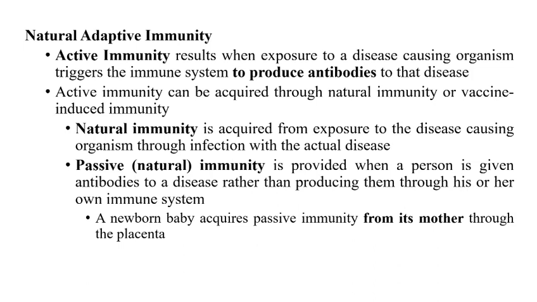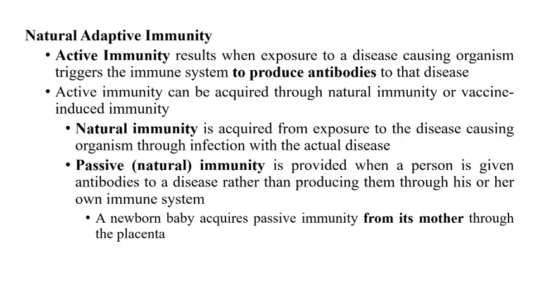The other type is passive natural immunity. It is provided when a person is given antibodies to a disease rather than producing them through his or her own immune system. For example, we can take a newborn baby. A newborn baby acquires passive immunity from its mother. Through the placenta, the antibodies present in the mother pass to the baby.